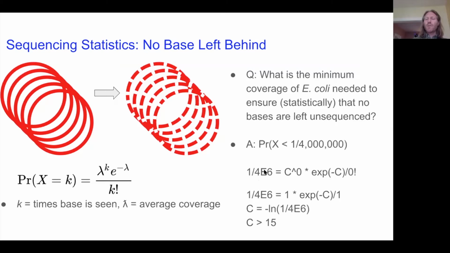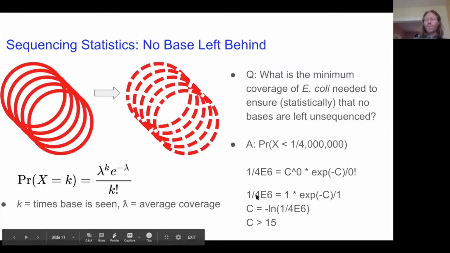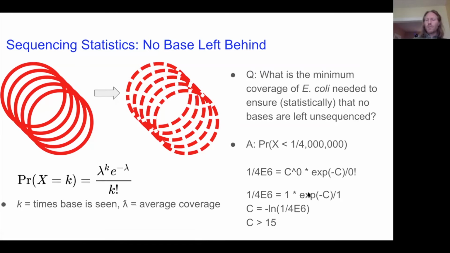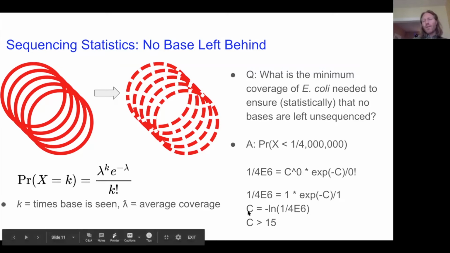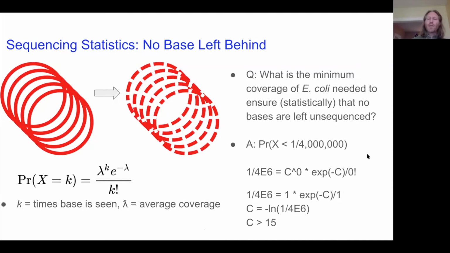So in this case, we have the probability 1 over 4 million equals coverage to the 0, where the 0 is the number of times the base is seen, equals 1 over 4 million then equals e to the minus c. So we can solve that by taking the log of both sides, and we get that c is about 15.2. So to sequence this E. coli genome and assume that only one base remains unsequenced, we need a coverage of 15. So if we have a coverage higher than that, we assume that all of the bases are sequenced.